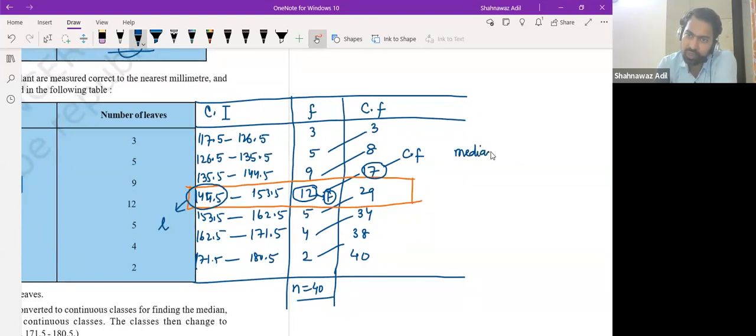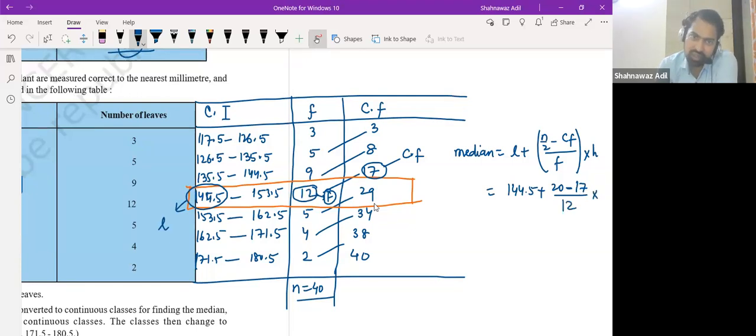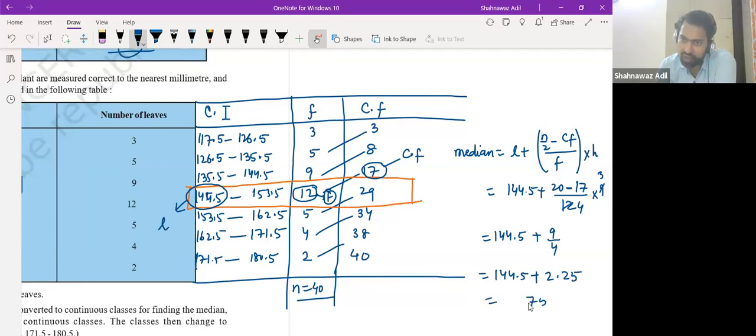So median would be L plus n by 2 minus CF divided by F, into h. So this is 144.5 plus n by 2, which is 20, minus CF 8, divided by F, which is 12, into the class size. And class size is how much? That is 9, right? So this is 3 and this is 4. So 144.5 plus 9 by 4, which is 144.5 plus 2.25. This would be 146.75. So this would be the median.